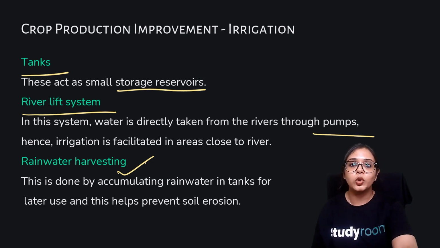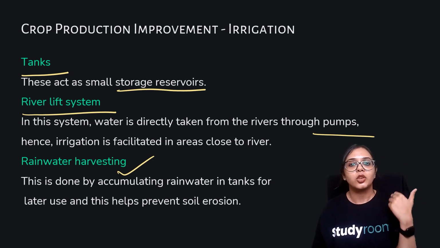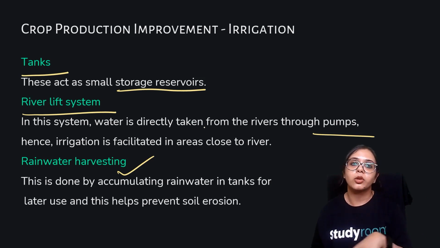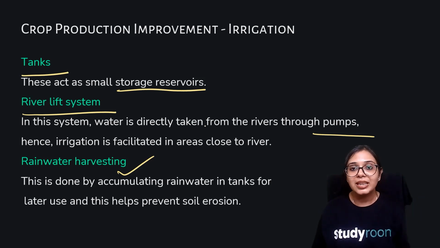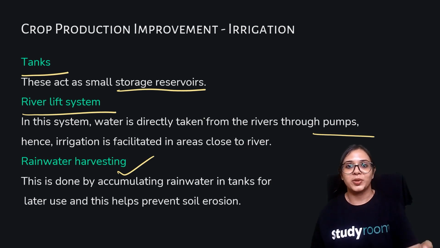In the next part, you will be learning about the third crop production improvement, that is your crop rotation. All right, how you are sowing the crops onto your field, and we'll finally be reaching the third part, that is the crop protection management.